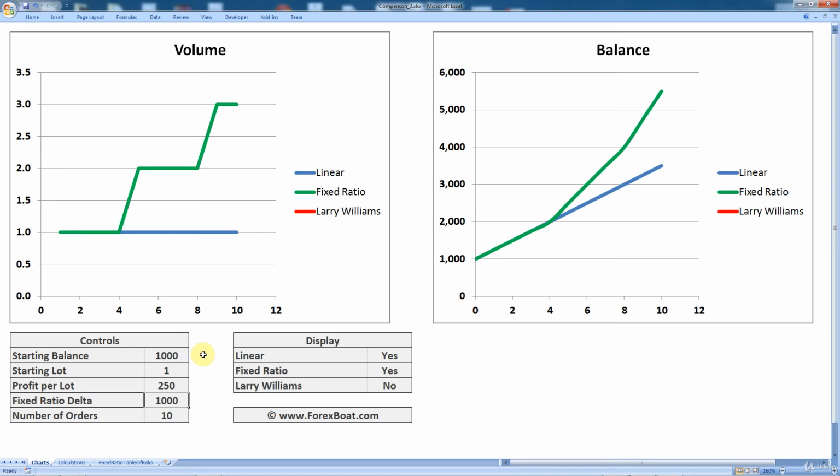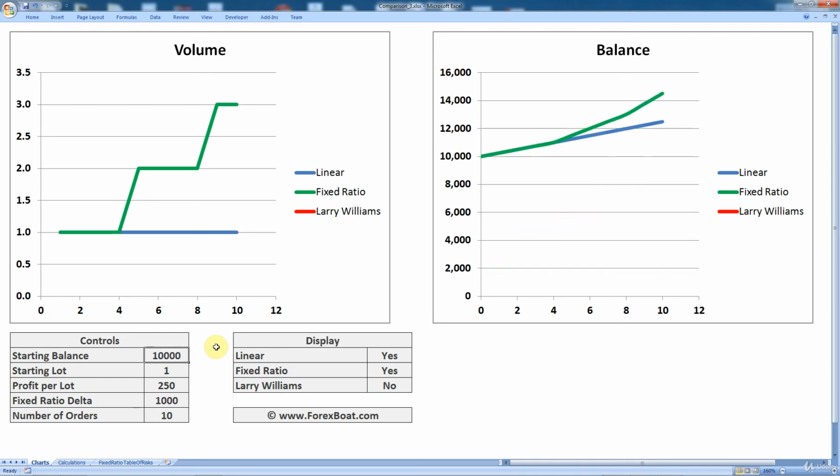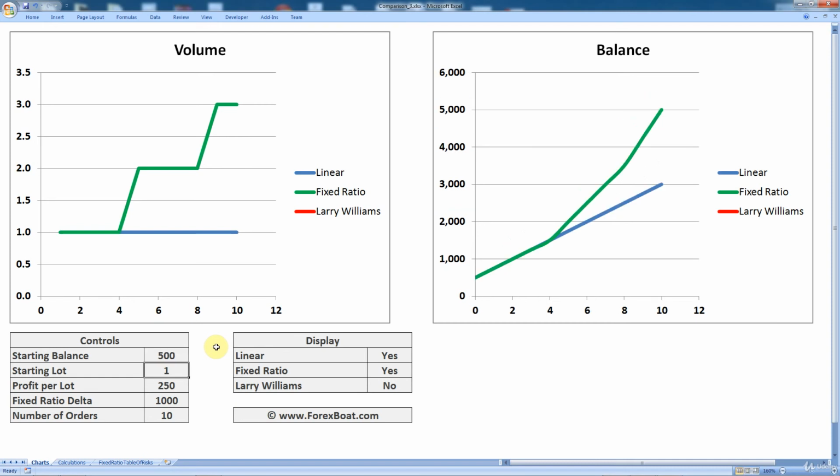Let's input our basic parameters. The starting balance, I recommend using a balance that's close to your situation. So for some people it might be $10,000, for some people it might be $500. So you notice how the balance chart is changing as I input different values here. We're going to start off with a $1,000 balance.